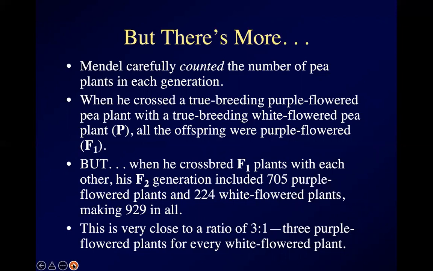But when he took two of those F1 plants and bred them with each other, we'll leave out the fact that he was breeding pea plants with each other that were brother and sister. Don't think about that too hard. When he crossbred these F1s with each other, his F2 generation included 705 purple-flowered plants and 224 white-flowered plants for a total of 929. That's very close to three times as many purple-flowered plants in the F2 generation as there are white-flowered plants. That's very close to a ratio of 3 to 1.